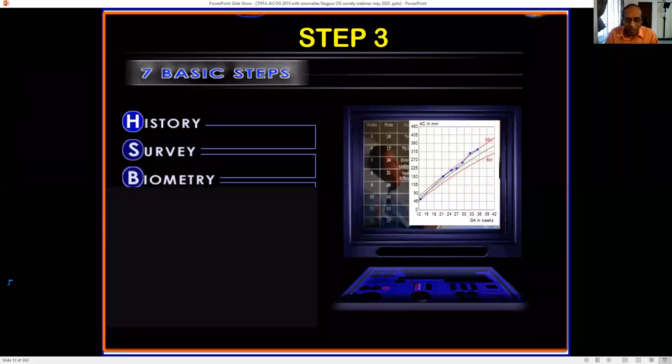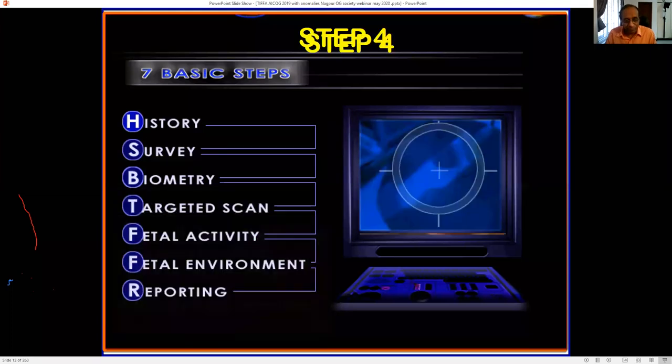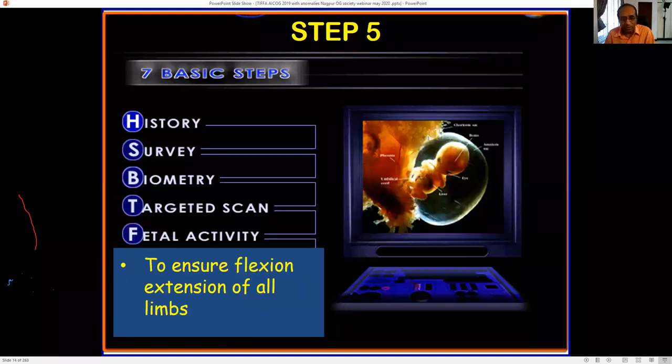The next step is the biometry, where we assign gestational age if it is the first scan, or assess growth if gestational age has been assigned earlier, and we do BPD, HC, AC, FL. Remember that assigning gestational age in the second trimester is by head circumference. The next step is the targeted scan, which is essentially a head-to-toe clinical examination, basically to prove normality, to identify patients for repeat scans, and also to identify major structural abnormalities.